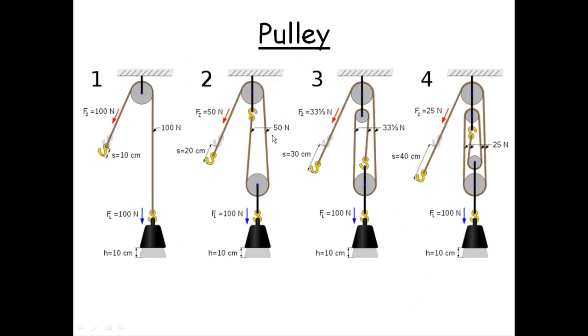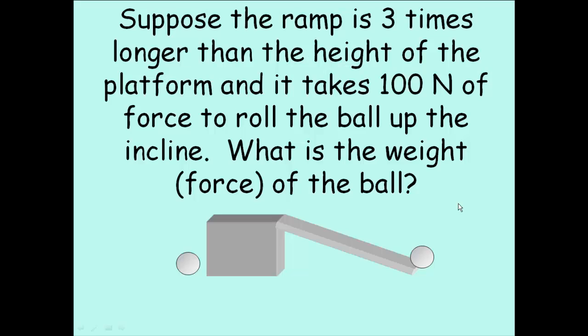Pulleys, same type of thing. Notice what happens if we add a second pulley. If we have to lift this mass up 10 centimeters, we have to pull 10 centimeters out of each one of these ropes. In other words, we get 20 centimeters out. But the force is going to be cut in half. With 3 ropes, the force is going to be cut in thirds, but the distance is going to be 3 times greater, and so forth down the line.